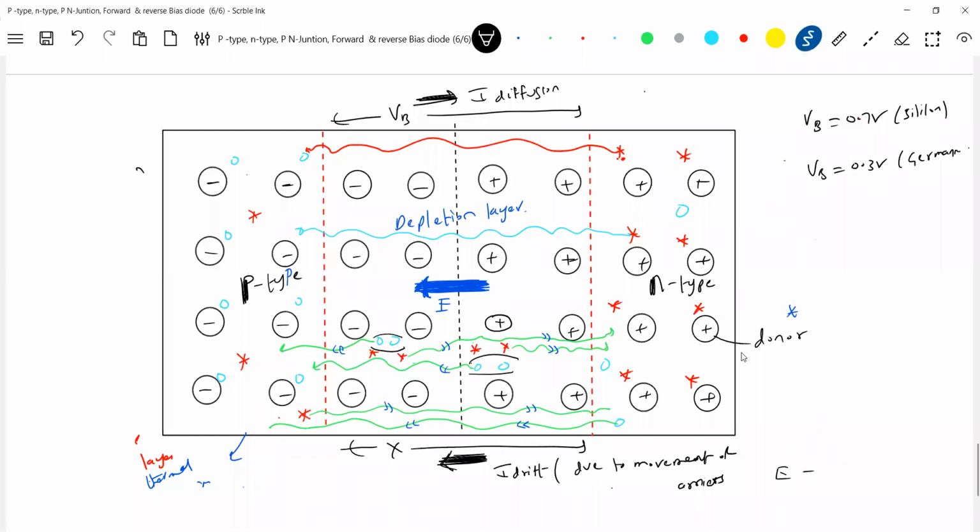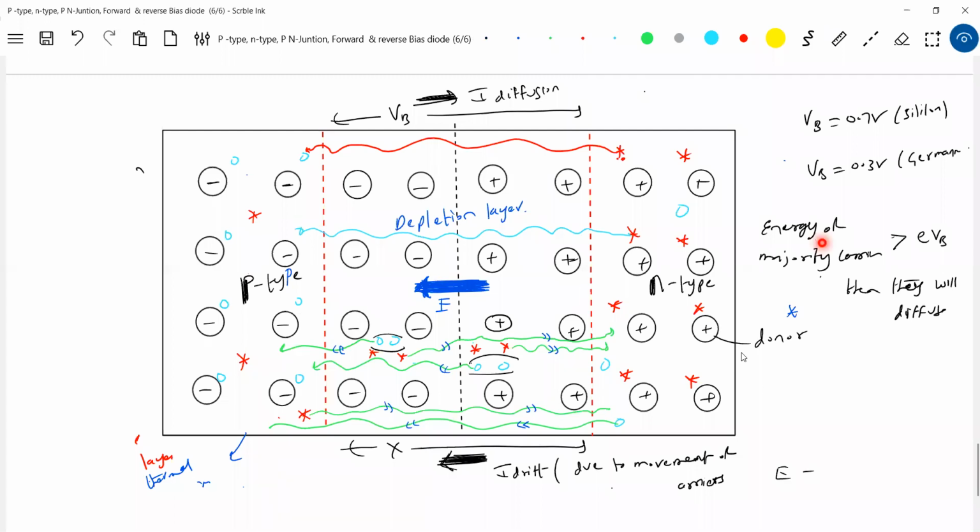So here, the energy of majority carriers, if it is greater than E into VB, they will diffuse. I think I should write it in the form of a sentence. Then they will diffuse. Okay, fine. So whether germanium or silicon, those majority carriers whose energy is less than this cannot diffuse. So like that, there will be a few others, not many. Some most energetic electrons from N type will diffuse to P type, or most energetic holes will diffuse from P type. Not all. I'm making that clear.